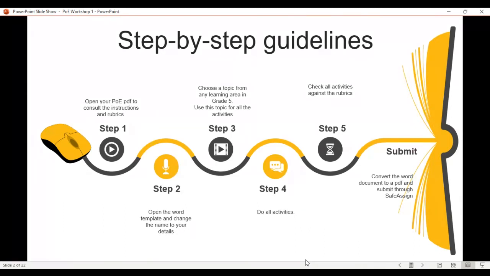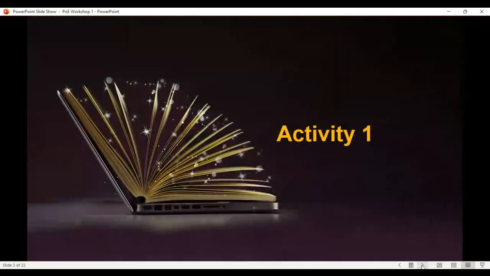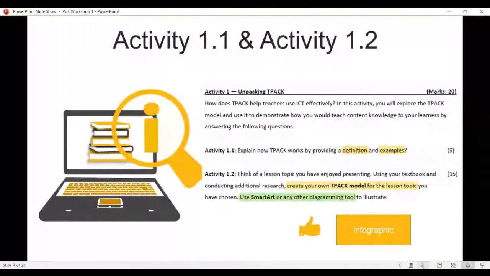Then you need to convert the Word document to a PDF, and then you submit it through SafeAssign in the correct link, ICTC 6212. Please remember to also make sure that you do submit your ICTC PoE into the ICTC link. So let's start with Activity 1.